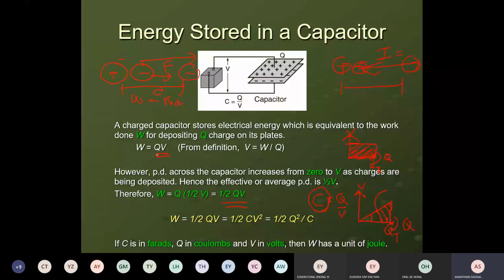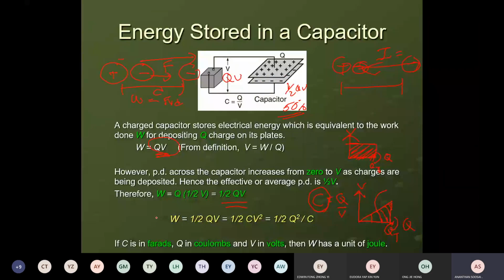But the energy released from the battery is QV. Now tell me, what is the efficiency of storing energy in the capacitor in this case? The battery releases energy QV, but the capacitor stores only half QV. So the efficiency is only 50%. 50% of the energy will be lost as heating in the connecting wire. Only 50% will be stored in the capacitor.